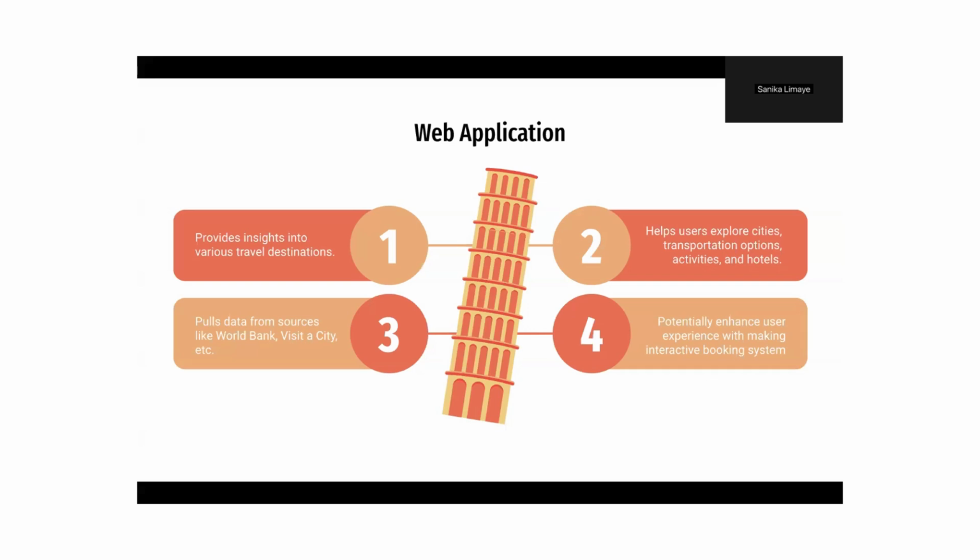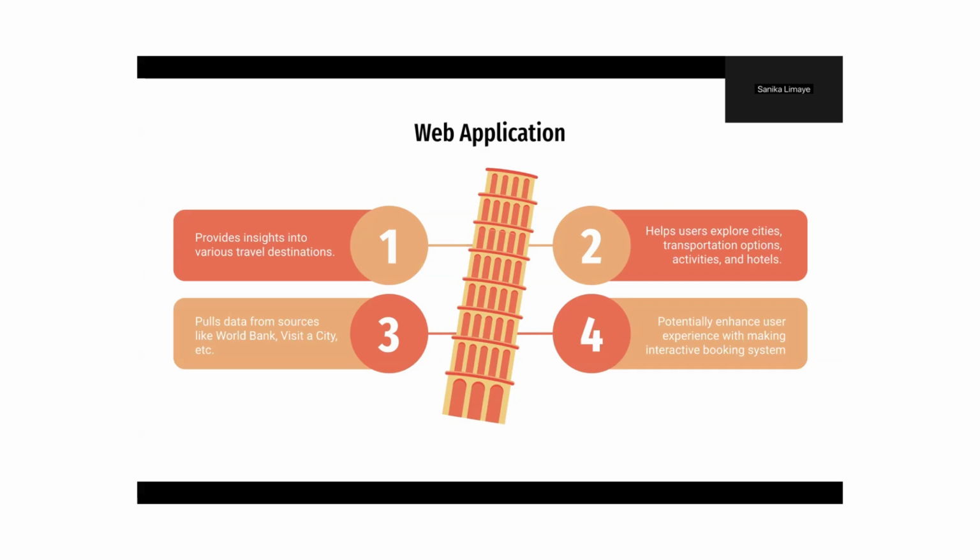So we're going to pull data from sources such as World Bank and Visit a City, and these all have important data sets that have to do with cities, activities, prices, different hotel options, and we'll also need to utilize a couple more websites that I didn't add in here, but we will do that.